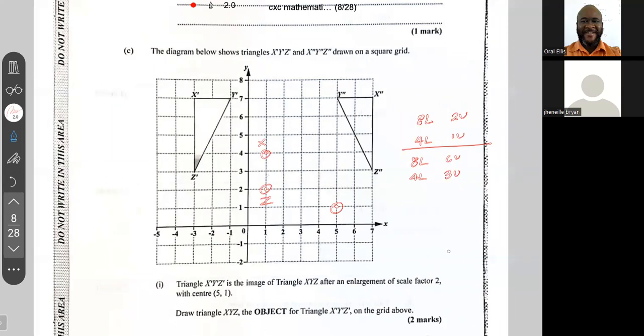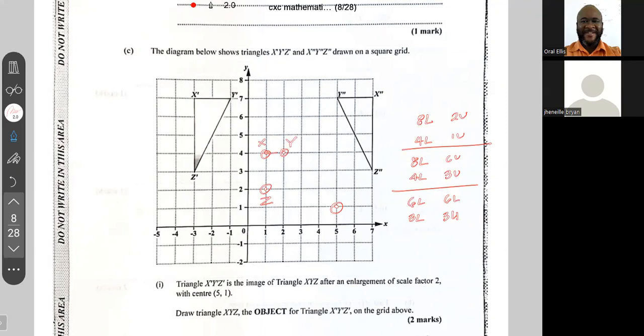Lastly, to get to Y prime from the center, it's 1, 2, 3, 4, 5, 6. It's 6 left, 6 up. Half that, 3 left, 3 up. So 1, 2, 3 left, 1, 2, 3 up. This is the position of Y.